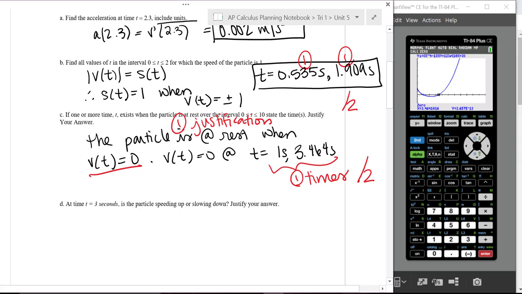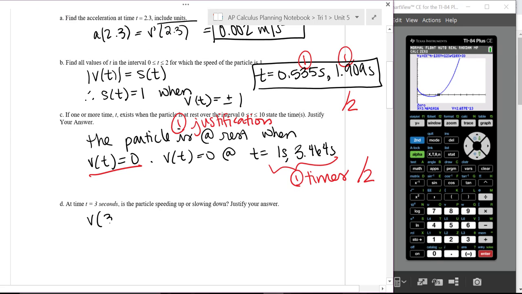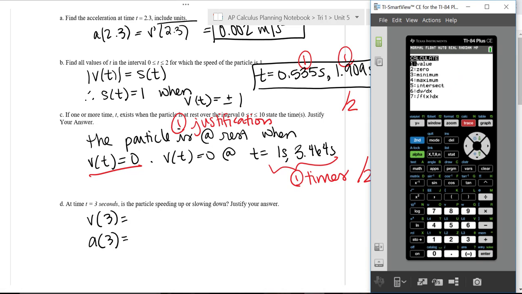At time t equals 3 seconds, is the particle speeding up or slowing down? Justify your answer. All right, so we're looking at 2 things. Remember that we need to be looking at v of 3 and we need to be looking at a of 3. So what's going on with the velocity and the speed? Let's do second trace, let's do a value. So we're saying when the value is 3, what's going on to the function? And it is negative 8/11ths.